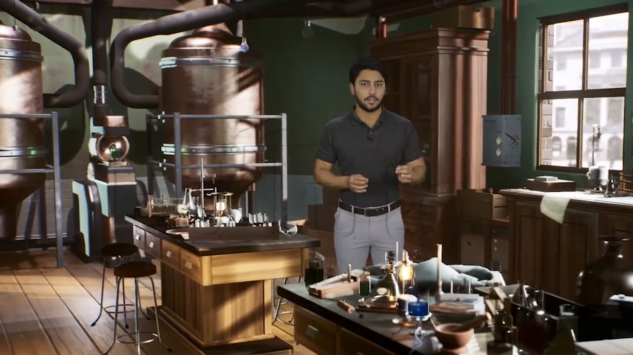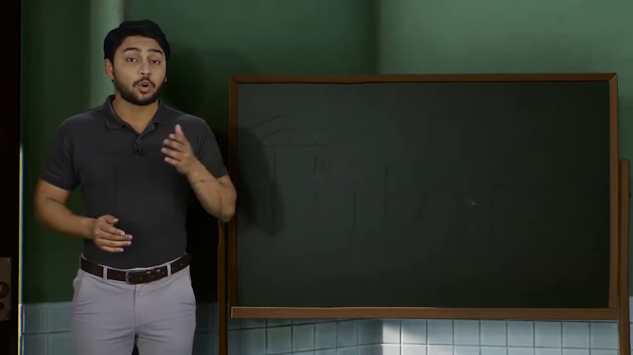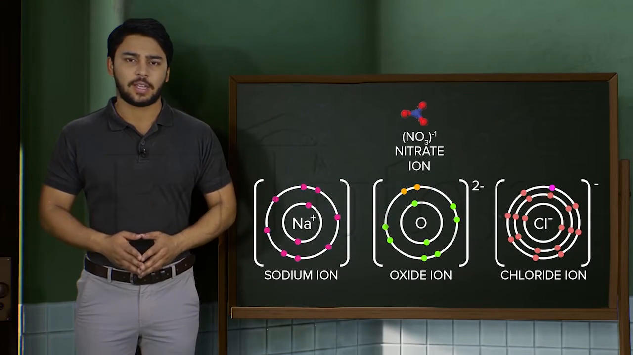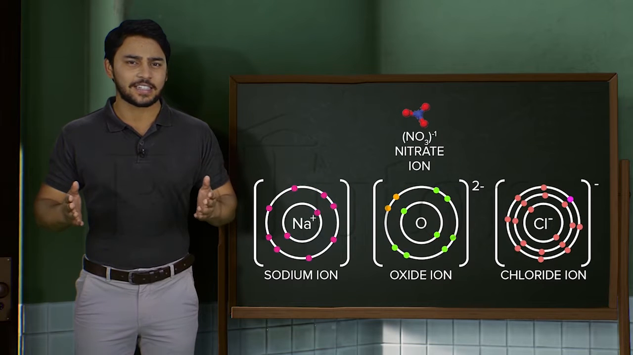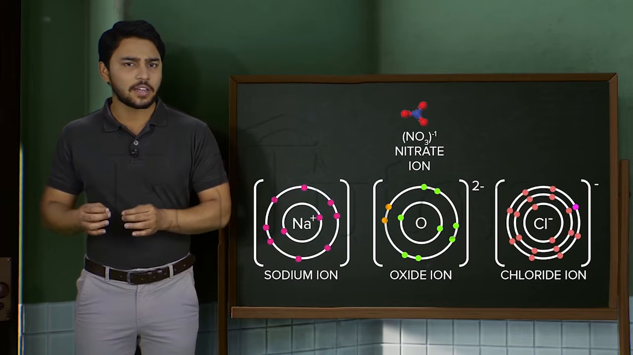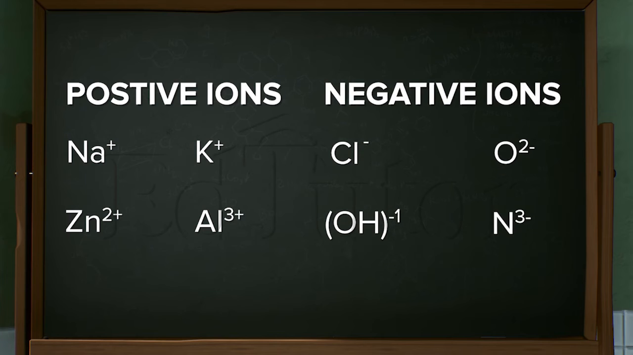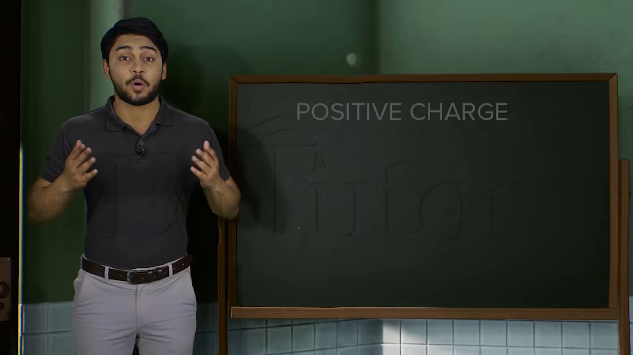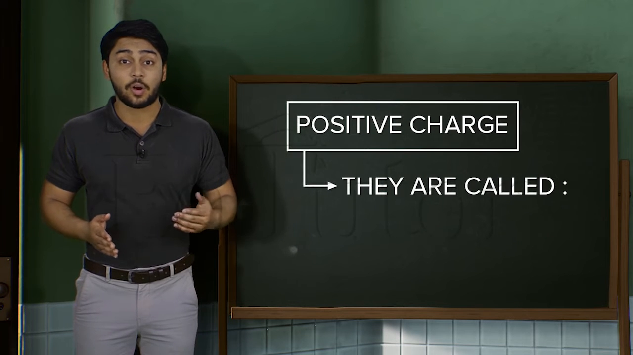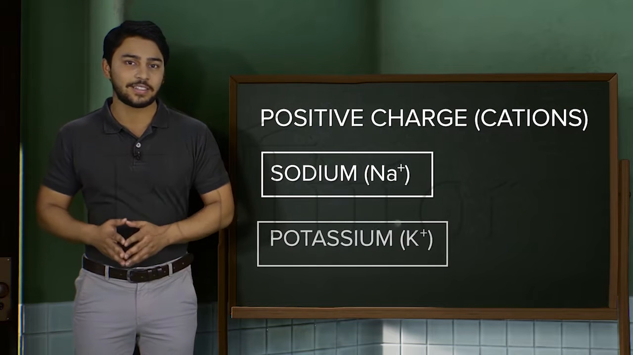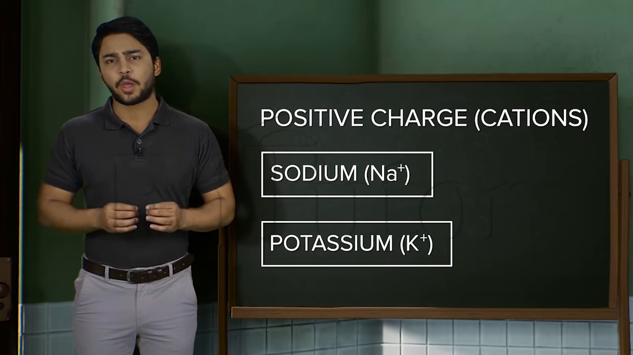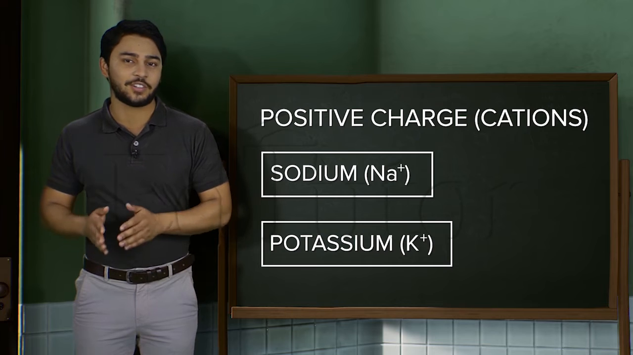What is an ion? If an atom or a group of atoms have a charge on it, then it is called an ion. Interesting, isn't it? These ions either carry a positive or a negative charge. When atoms lose electrons from their outermost or valence shell, they attain a positive charge, and they are called cations. Example: sodium and potassium are cations because they have a positive charge on them.